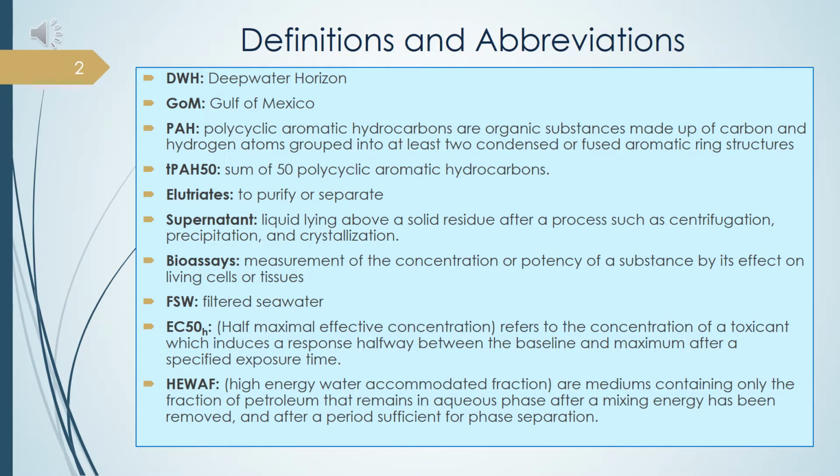Just as with the last paper, I thought I might go over some definitions and abbreviations you might come across, which you might not be familiar with. Some will be familiar, such as DWH is the Deepwater Horizon. GOM would be the Gulf of Mexico. PAH is a polycyclic aromatic hydrocarbon, which are organic substances made up of carbon and hydrogen atoms grouped into at least two condensed or fused aromatic ring structures. And those are the items that we're going to be looking at today.